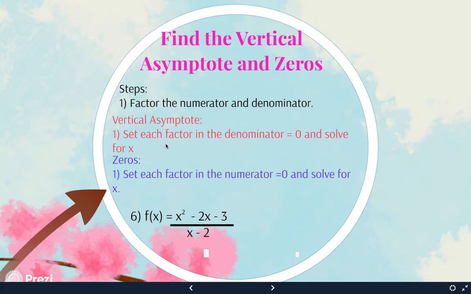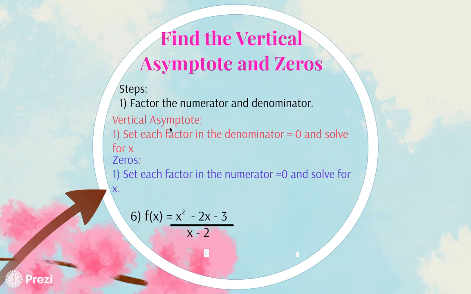Okay, so that's kind of why we set the denominator equal to 0 for a vertical asymptote, because vertical asymptotes occur where the graph is undefined.